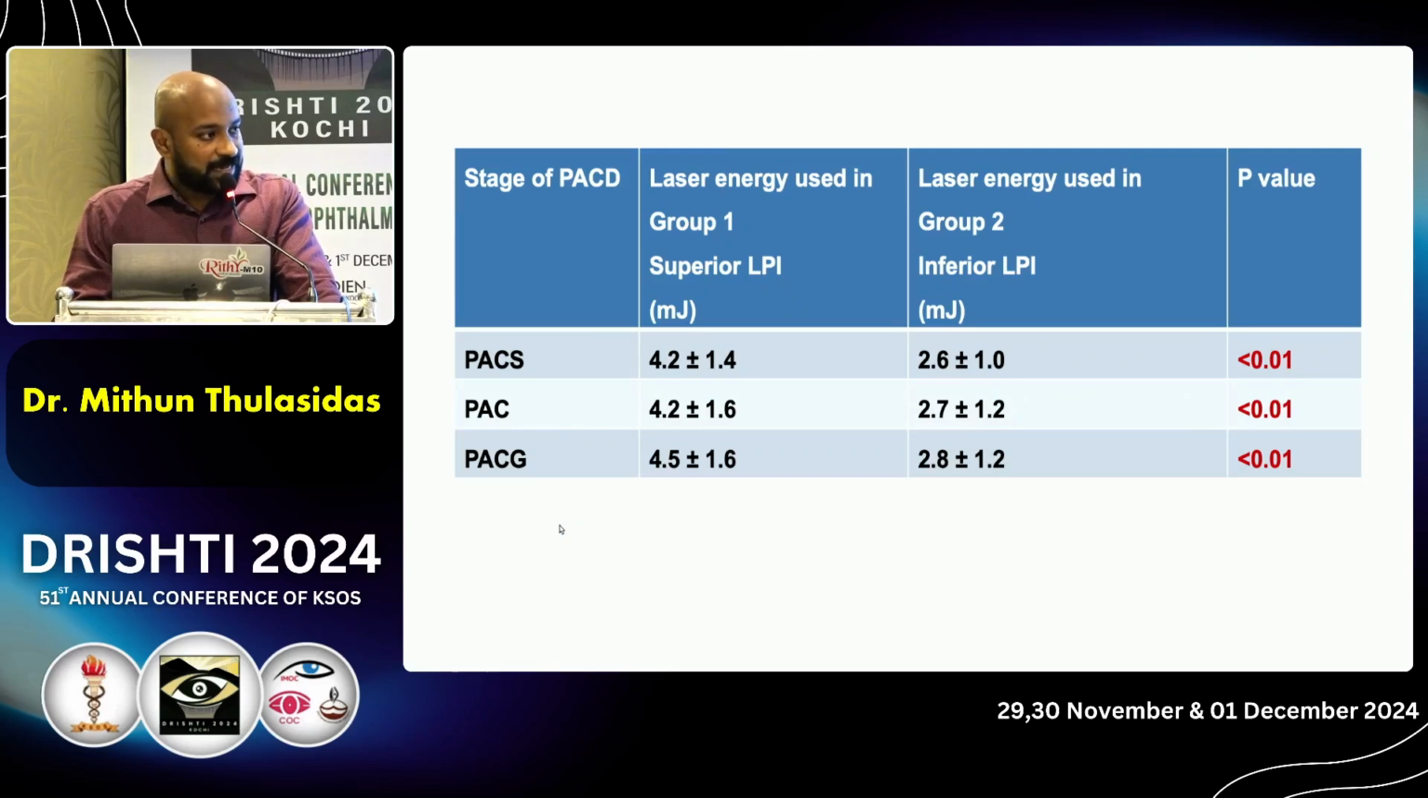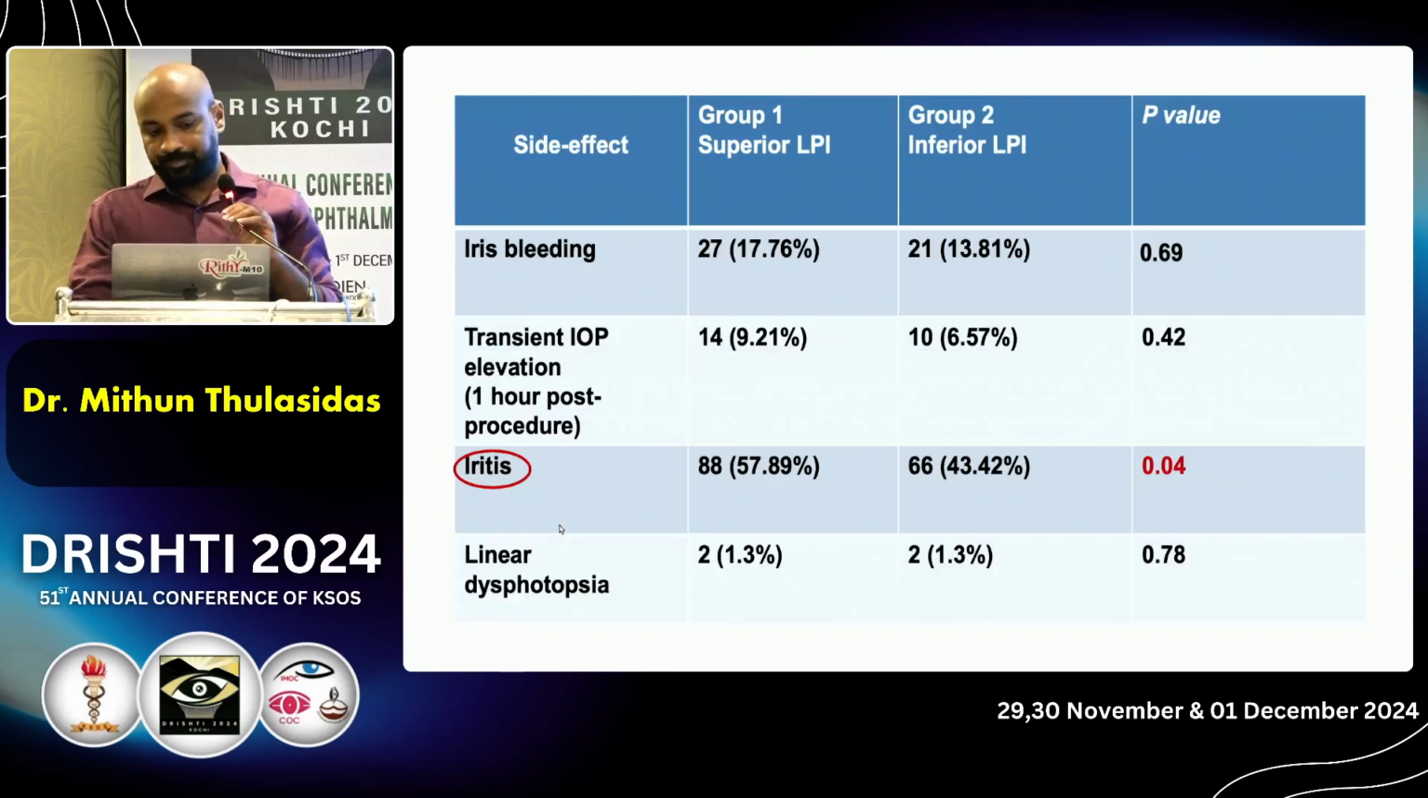this was statistically significant. The major side effects included iris bleeding, transient IOP elevation, iritis, which we defined as cells 2 plus and more, and linear dysphotopsia. Out of these, iritis was the only side effect which showed a statistically significant difference between the two groups, that is 58% in group 1 and 43% in group 2. 2 eyes reported linear dysphotopsia in both the groups.